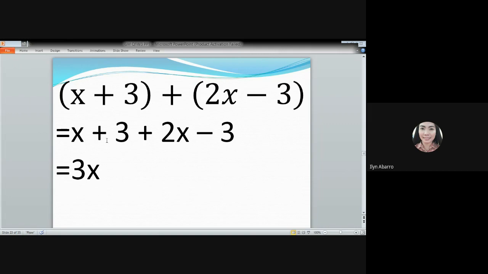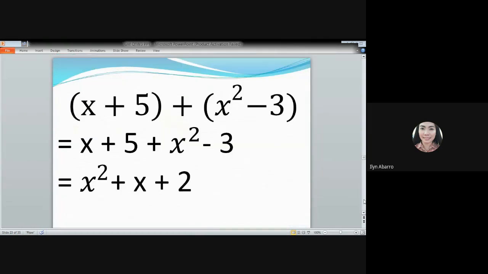Okay? So, the same rule, we need to add those terms which are only similar. Okay? Terms are similar? X and 2x. And x plus 2x is 3x. Okay? 1 plus 2, 3, and then copy x. And then 3, positive 3 minus 3, that is 0. Okay, we are not writing 0 anymore. So our answer is equal to 3x. Okay, let's have another one.